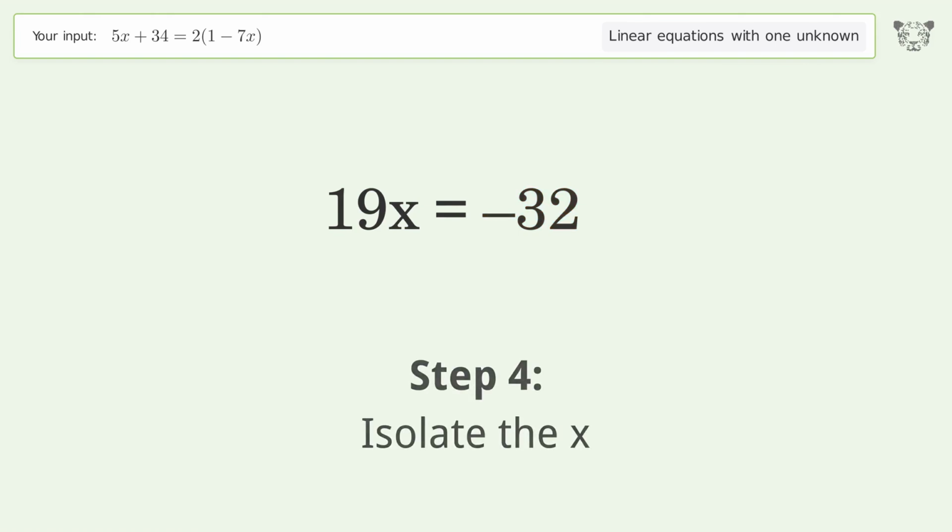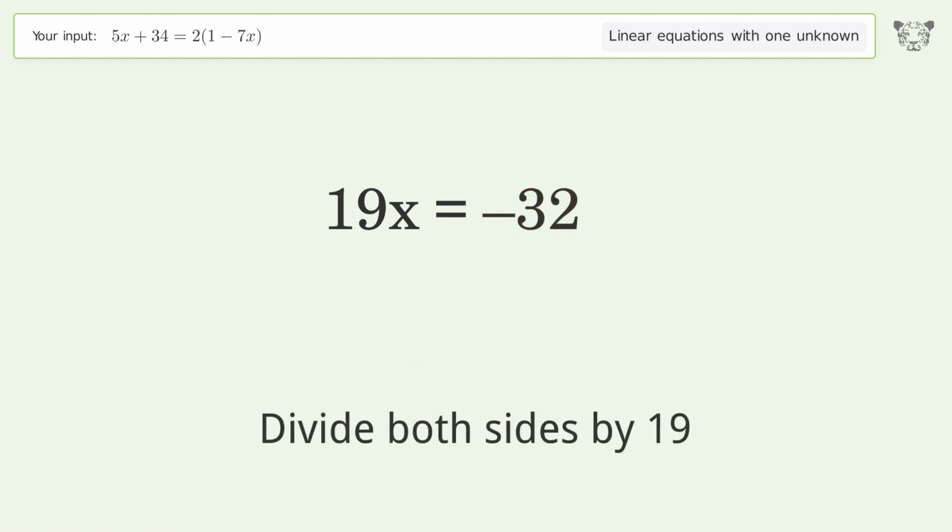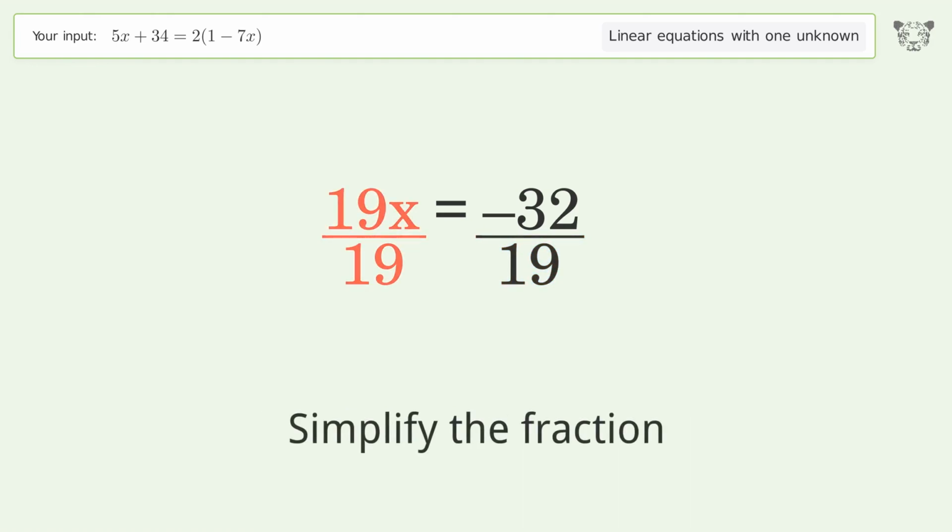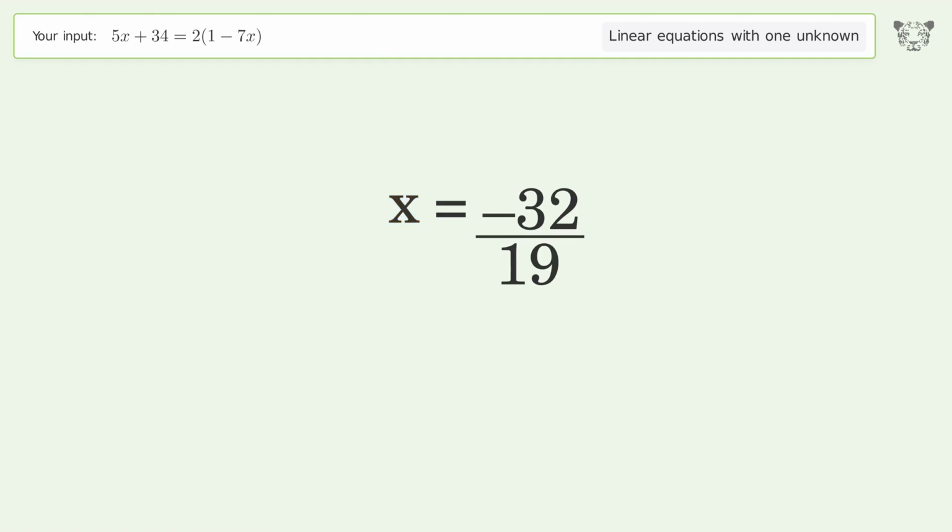Isolate the x. Divide both sides by 19. Simplify the fraction. And so the final result is x equals negative 32 over 19.